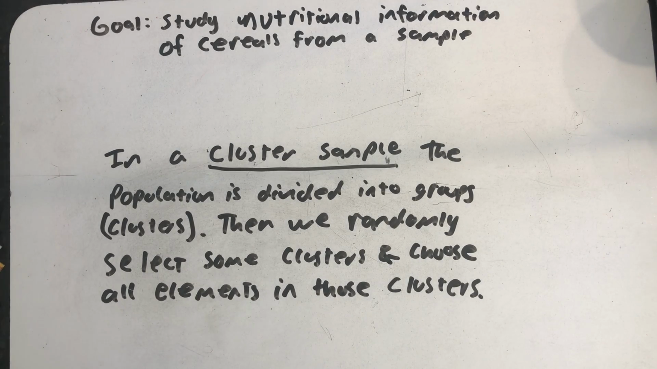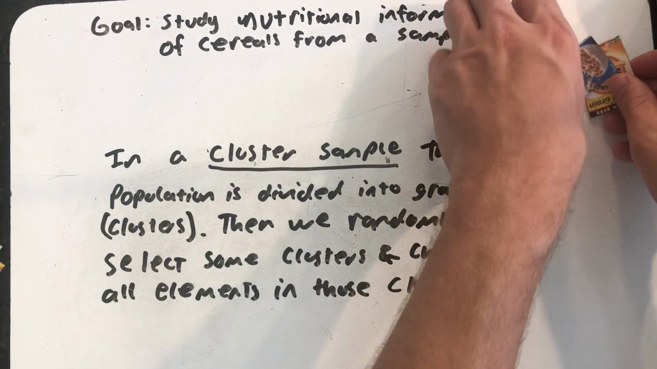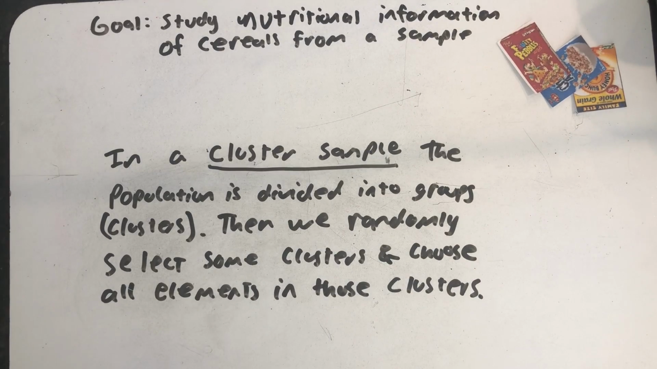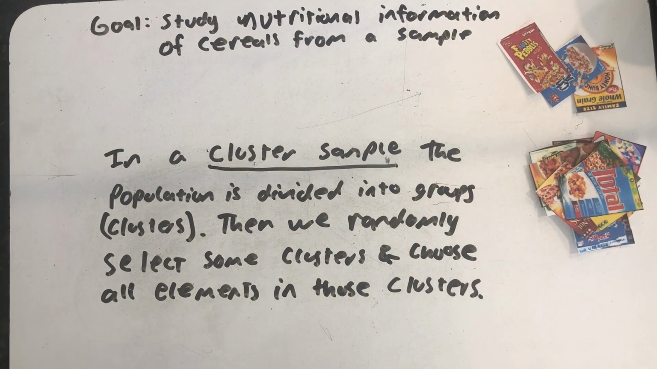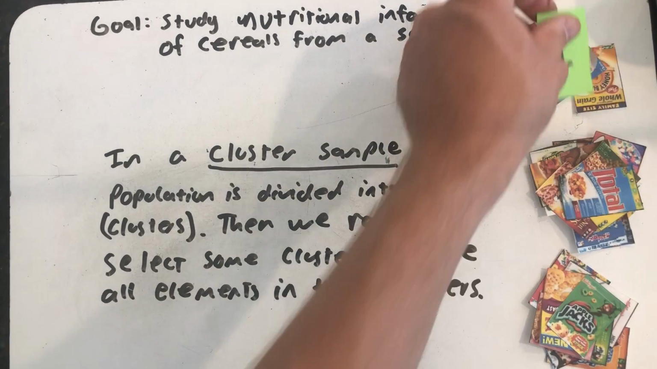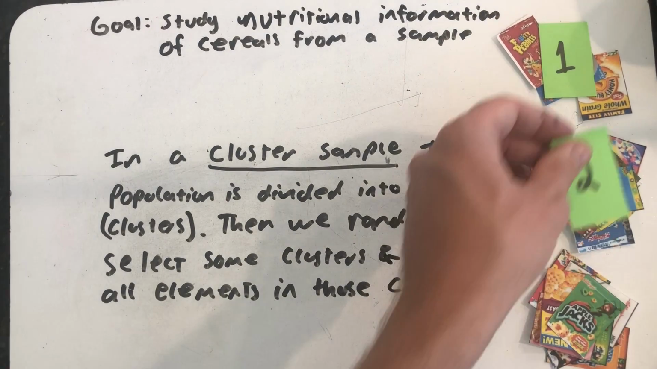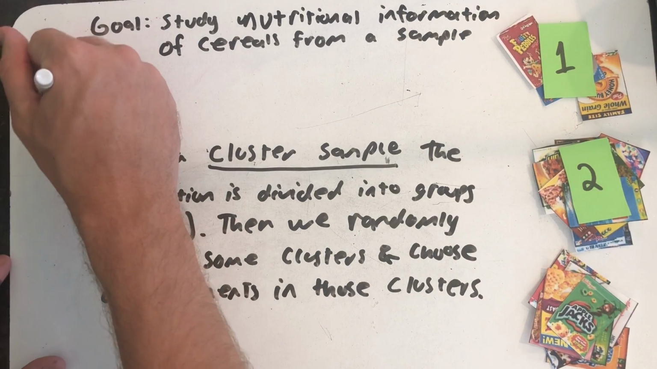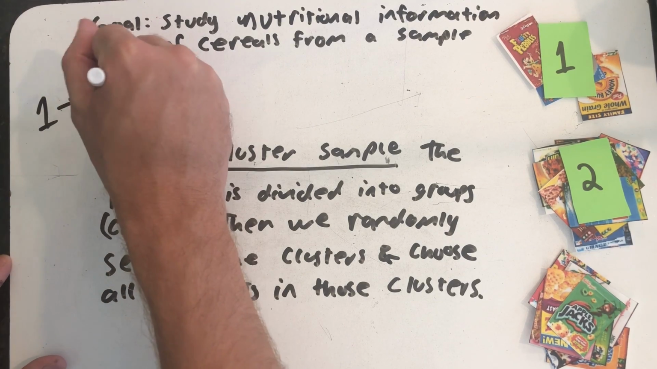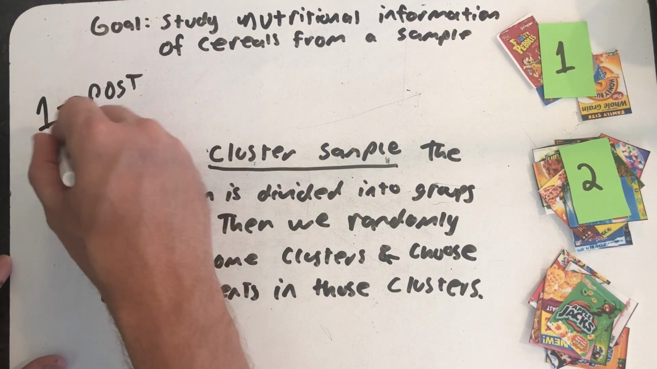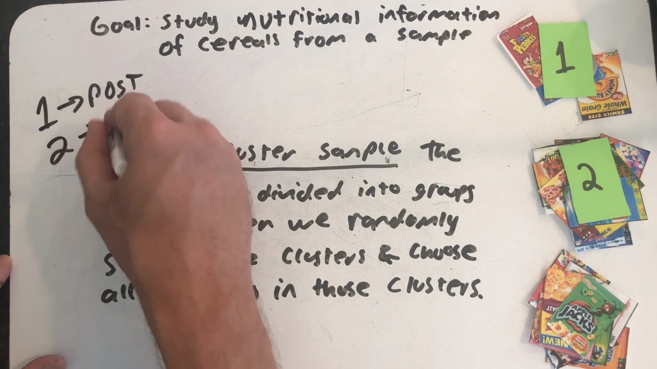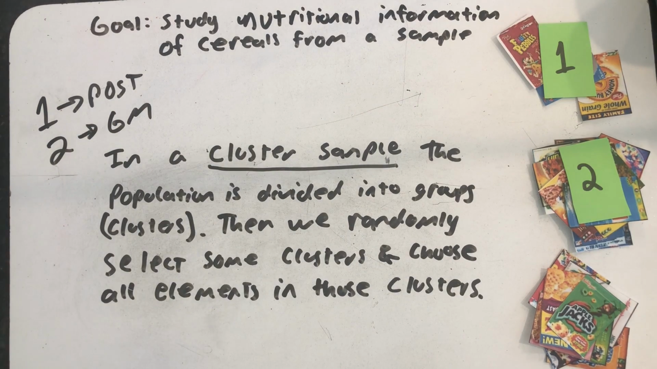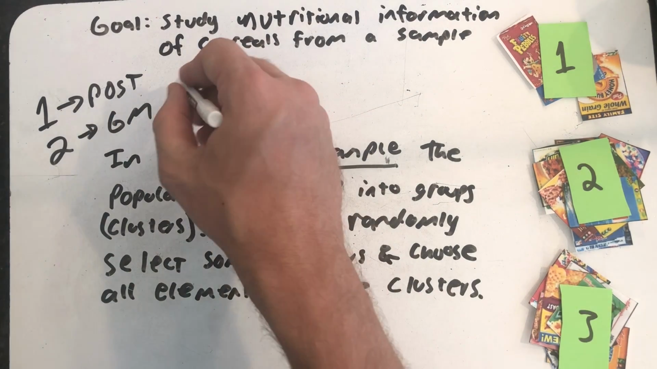So again, I've broken the cereals down by brand. So now the brands will be our clusters. I have 3: Post will be 1, 2 are our General Mills, and then finally, the third group will be our Kellogg cereals.